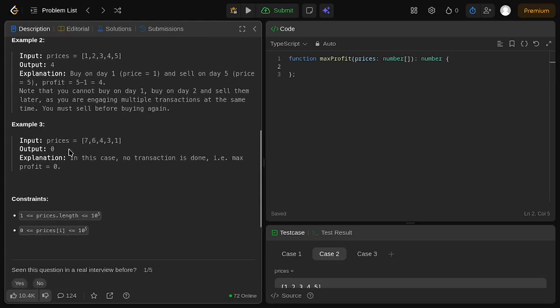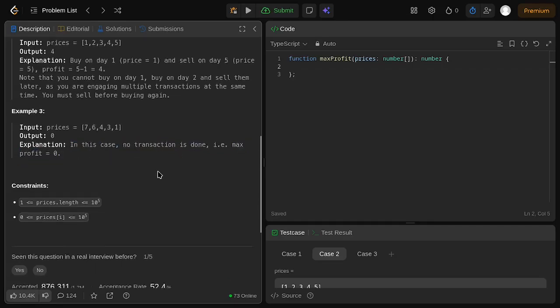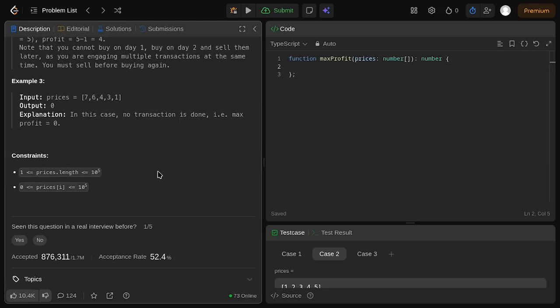For example number 3 right here, we have the prices 7, 6, 4, 3 and 1. Then we are not going to engage in any transaction because it is going downhill from day 1, so the output is 0. So we already know that we can declare the initial value as 0, and in this case no transaction is done and the max profit is 0.